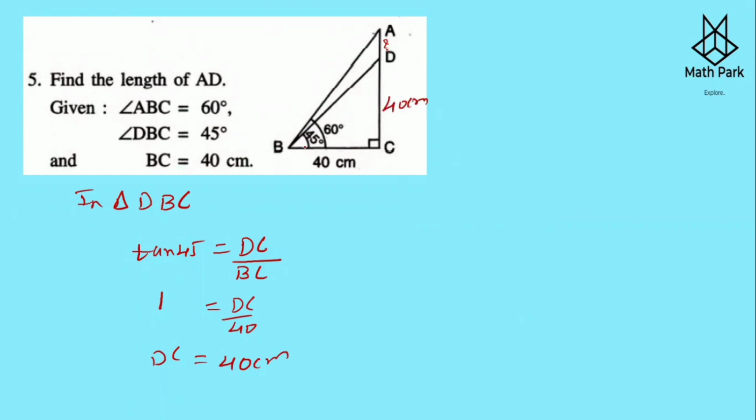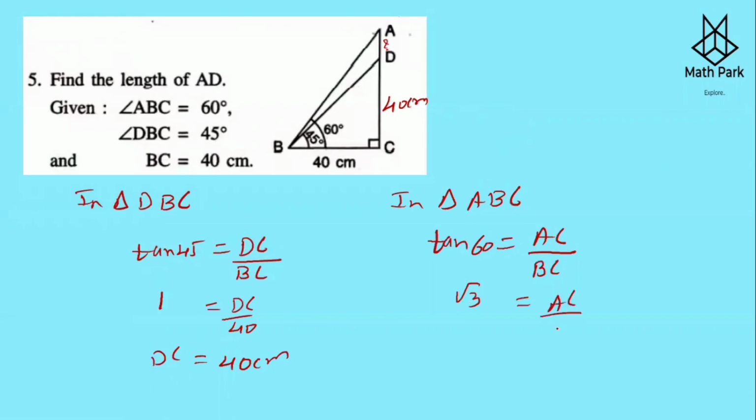Now you have to find AD. So we will be using now opposite and adjacent again. So in triangle ABC, we will use tan 60 degree is equal to opposite side, which is AC, upon adjacent, which is BC. So tan 60 is root 3 is equal to AC upon BC, which is 40. Now take this 40 over here. So you get AC is equal to 40 root 3. We need to find AD.